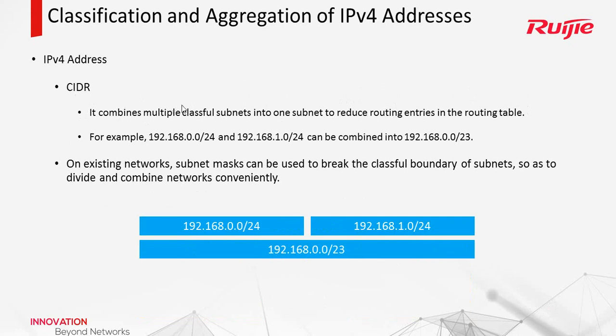Then CIDR is used to reduce the routing entries. This is because when we use the 24 mask, we have 2 routes. Then we can combine them together into a 23 route. It can reduce the routing entries.